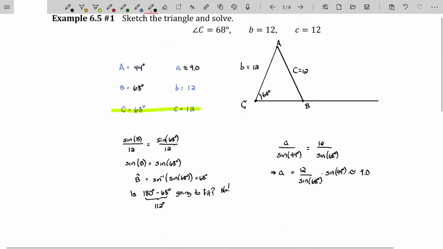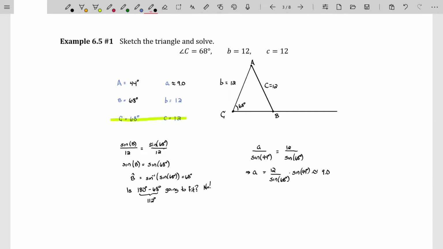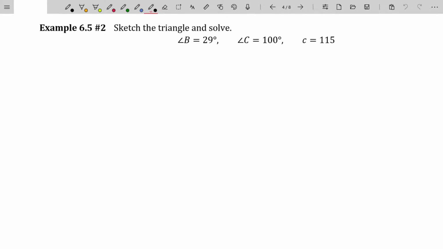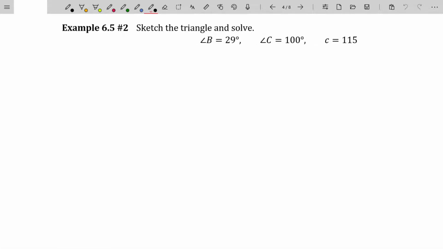That was it. Once you start with a full complete row, you're using the law of sines. So let's try this again. Sketch a triangle and solve. And again, I'm going to just build a table off to the side here. Angle A was not given, but angle B was. That's 29 degrees. Angle C was also given. That's 100 degrees. That's a very large angle.